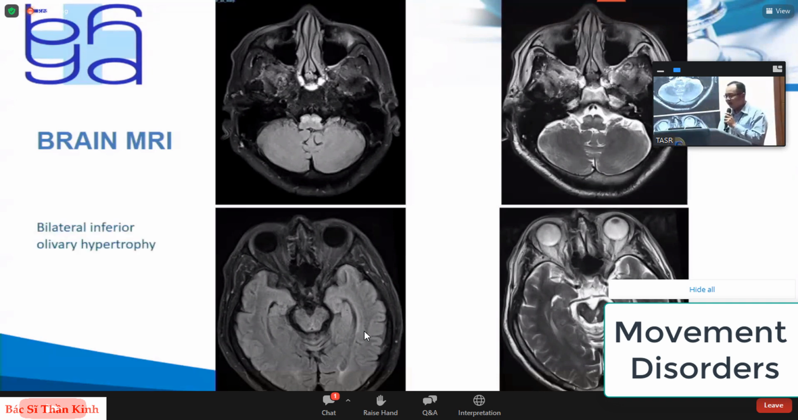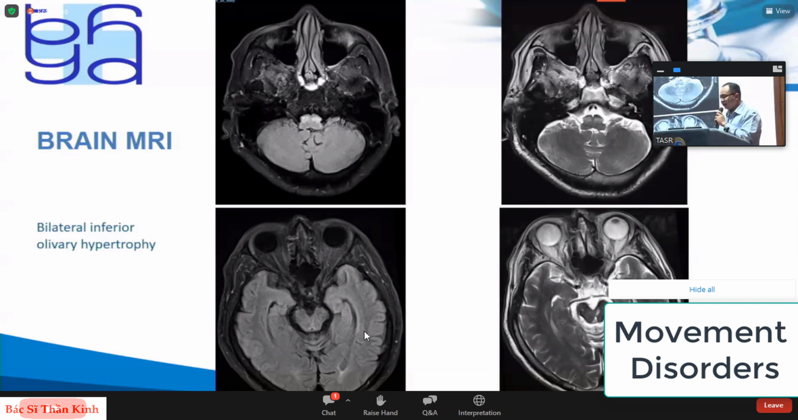That's correct. This imaging shows bilateral inferior olivary hypertrophy, and we usually call it hypertrophic olivary degeneration. We usually see this imaging about 4 to 6 months after the event that damages the Guillain-Mollaret triangle. Once again, I want to emphasize that the Guillain-Mollaret triangle is a very important neuroanatomical region in clinical practice.